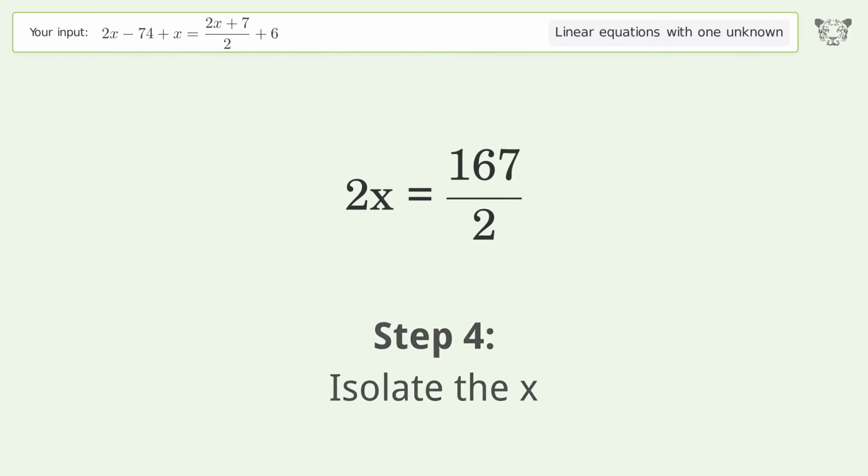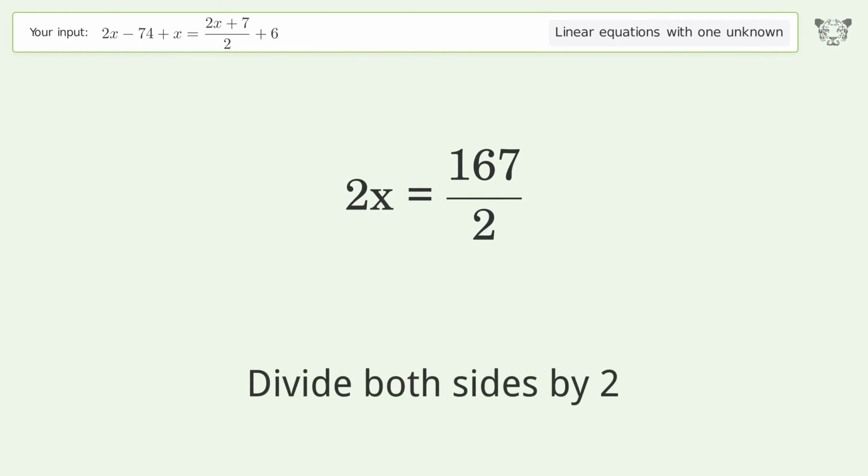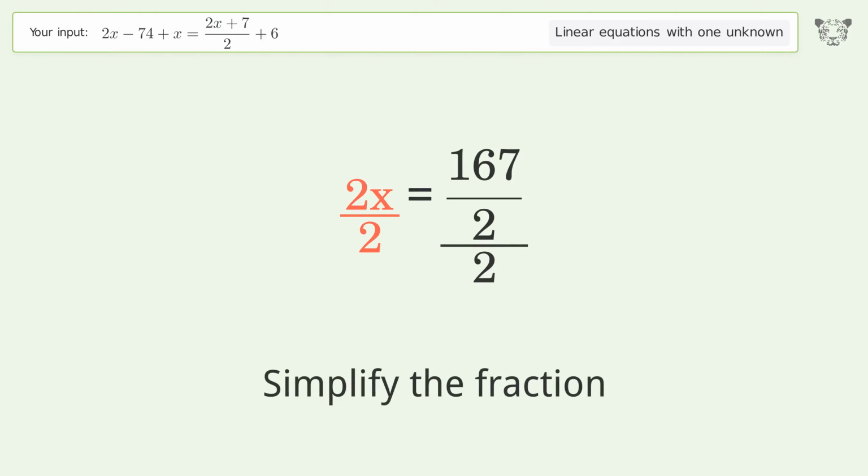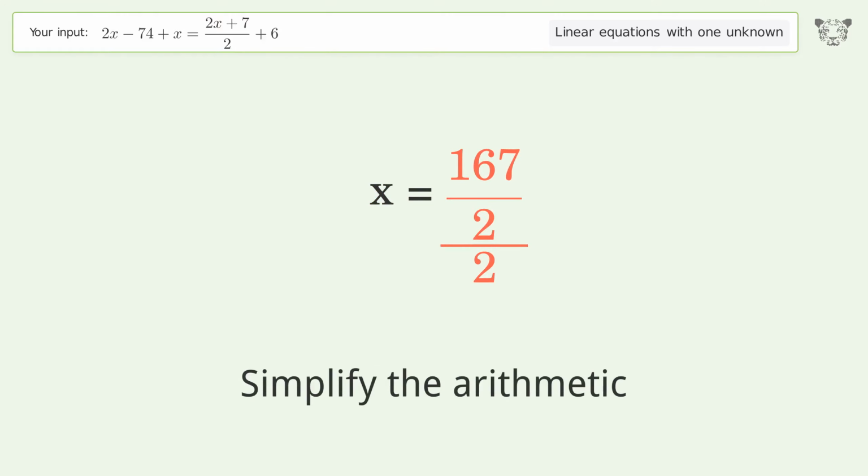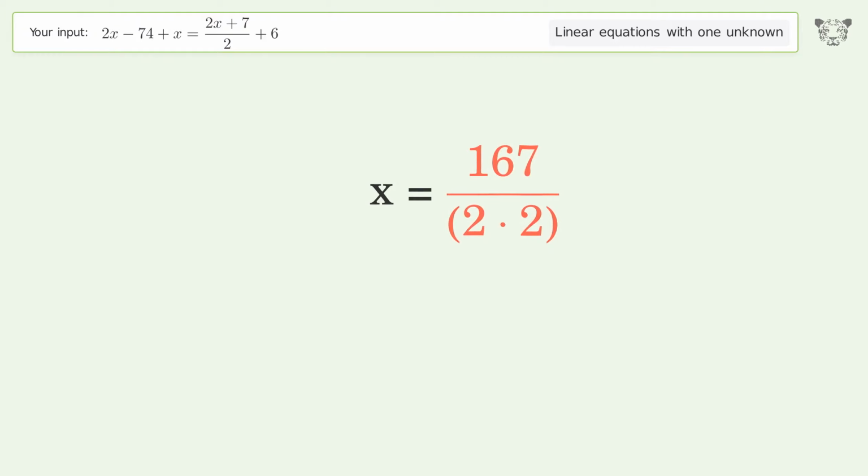Isolate the x. Divide both sides by 2. Simplify the fraction. Simplify the arithmetic. And so the final result is x equals 167/4.